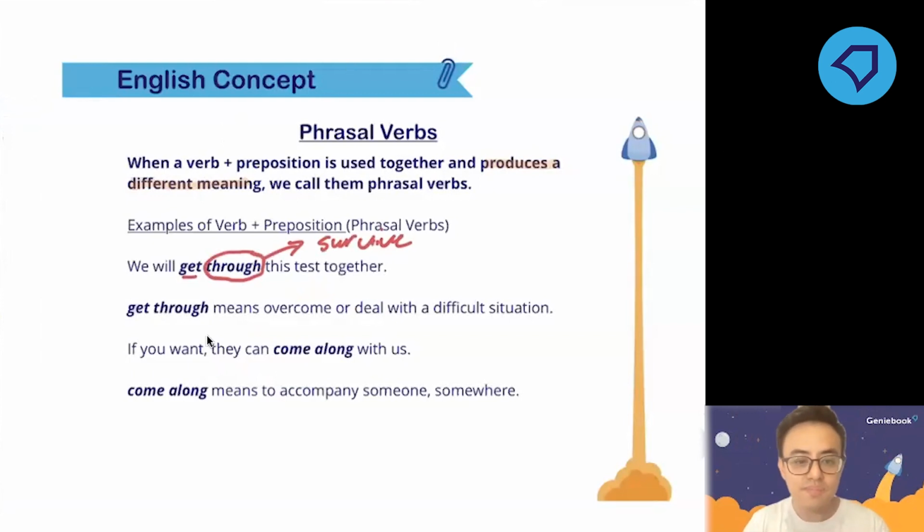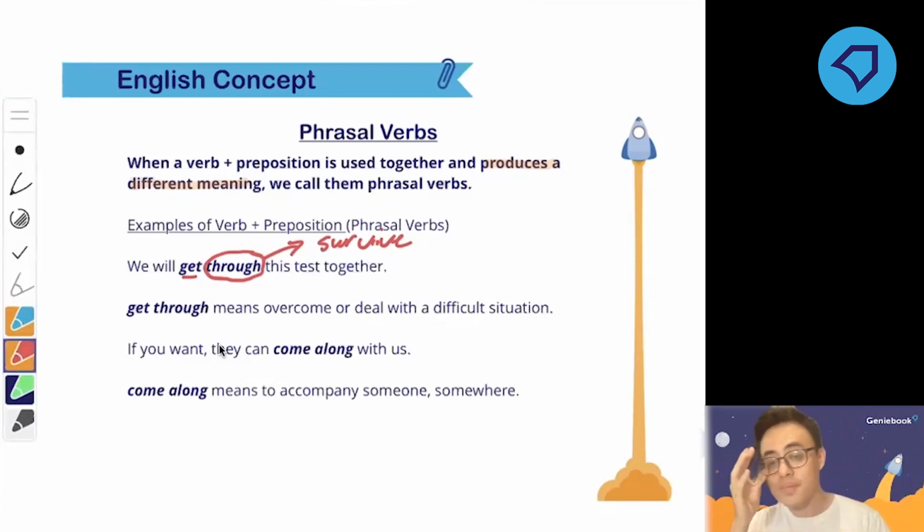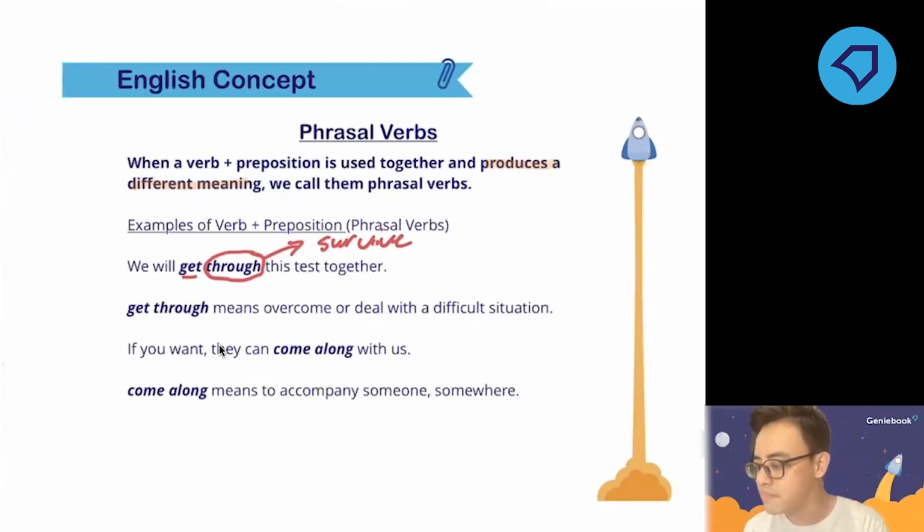And you'll notice here that the word "get" has nothing to do with survive. The word "through" has nothing to do with survive. But when used together, when their powers combine, they come up with a different meaning. That's a phrasal verb.